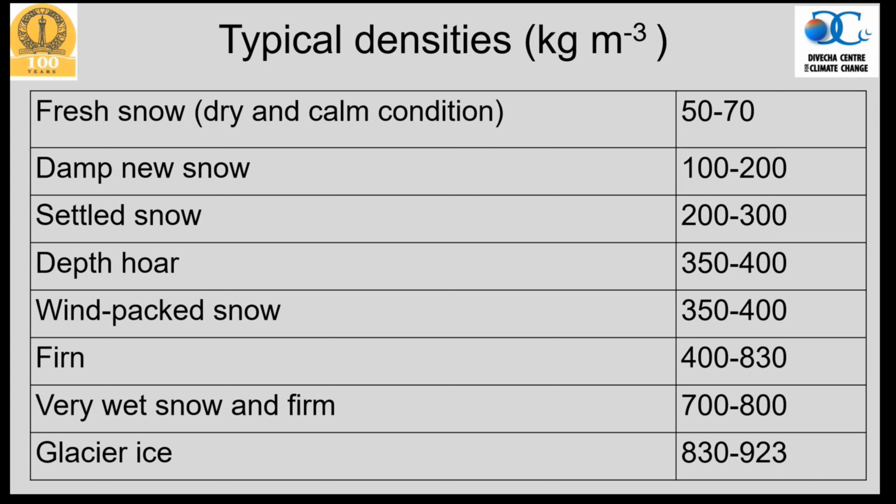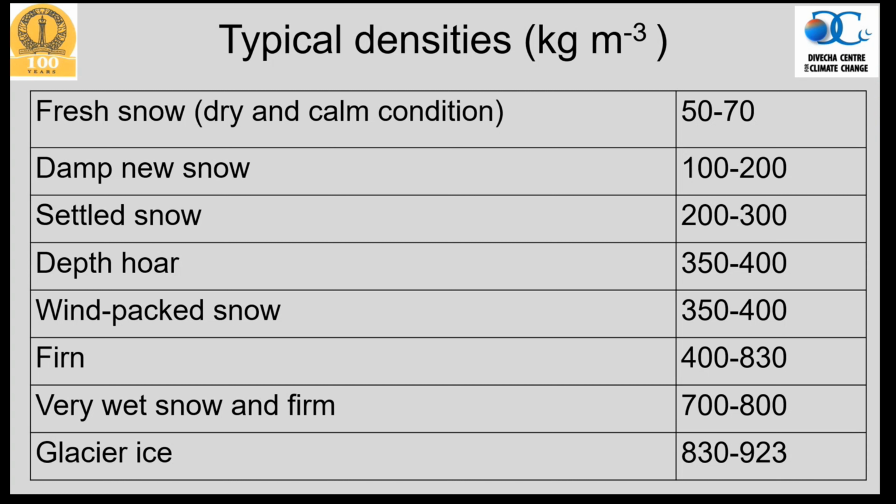If it is damp snow, that means it is falling under conditions where temperatures are close to melting, around 0 degrees Celsius, then it has a slightly higher density, and it can be around 100 to 200 kilogram per meter cube. You must be wondering why densities are important, because you will realize as we go further that the reflectance characteristics of snow are significantly influenced by density. So density of snow is very important, and it is a key parameter in understanding how much water is stored in the snowpack.